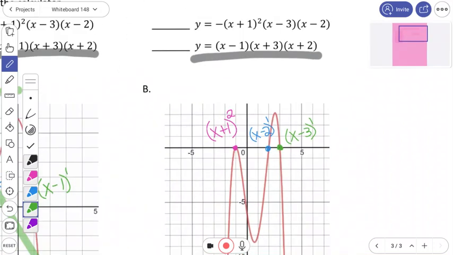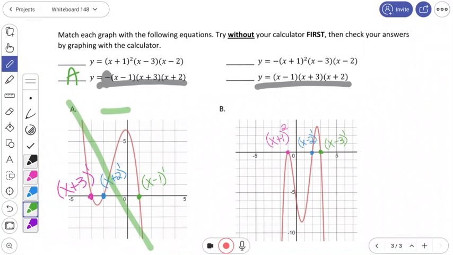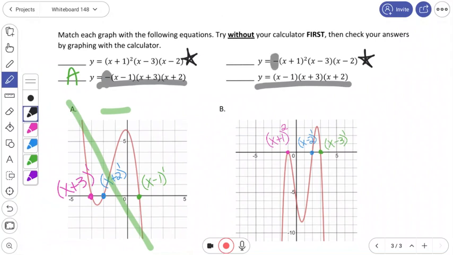So I have 2 answer choices that are x plus 1, x minus 2, and x minus 3. That's this one right here and this one right here. The only difference, again, is that we have a negative leading coefficient in our second equation, and our first equation has a positive leading coefficient. So which one should we use?